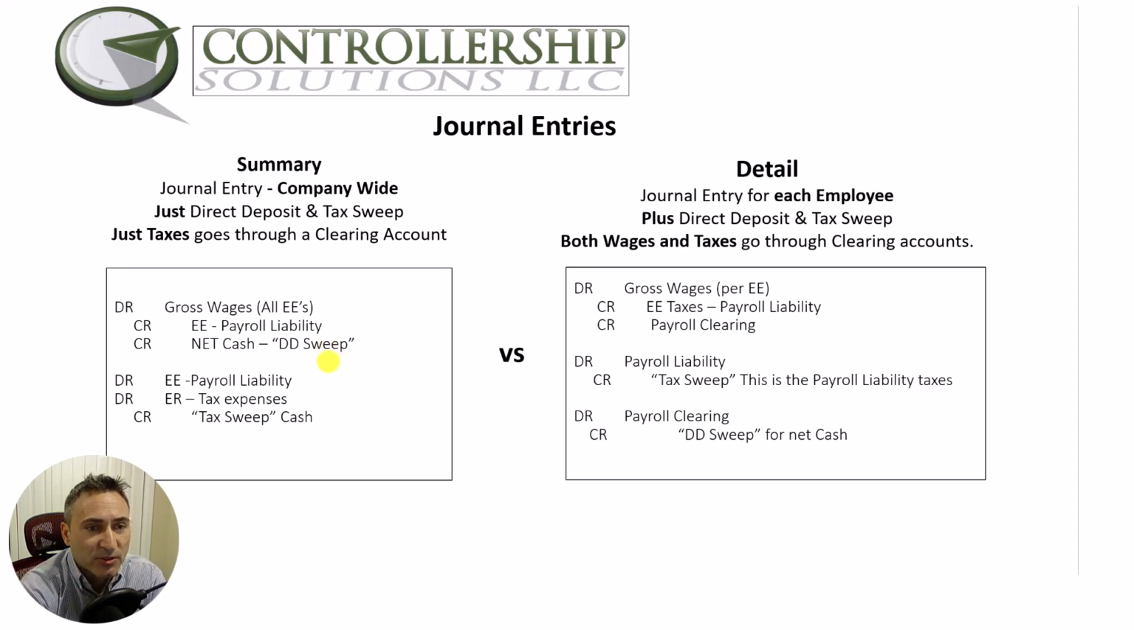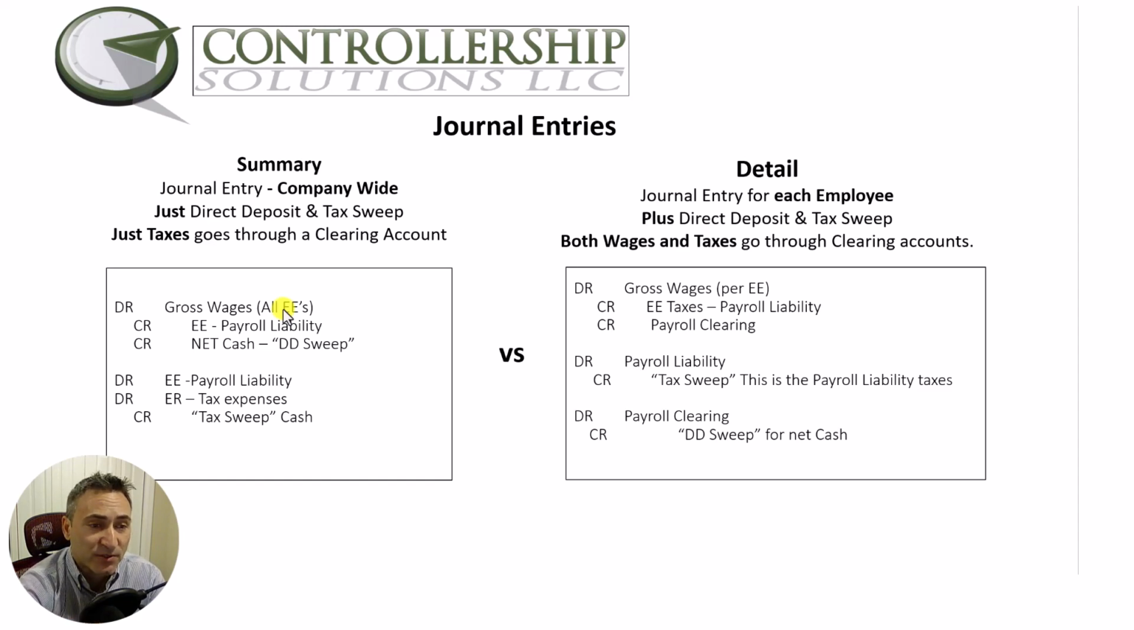So what does that journal entry look like? For the first entry on a summary, you would debit gross wages. This is your expense for all the employees. Remember, the entire company or the entire firm. Then it would credit just the payroll liabilities associated with those wages. And finally, the next credit would be the cash that's going to come out of the bank account. And this would again be titled DD sweep or DDS in the bank feed.